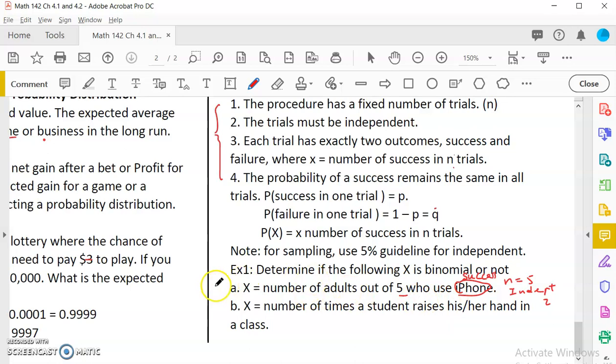So this is right. B, the number of times a student raises her hand in class. So X is a number. Do I have a fixed number of trials? No, I don't. I'm counting how many times he or she raised the hand, but I count until the end of the class. So there is no fixed number of trials, no n. So it's not binomial. This one cannot be modeled by binomial.